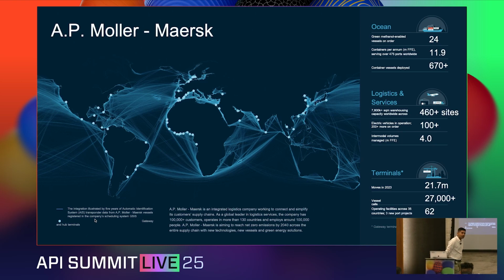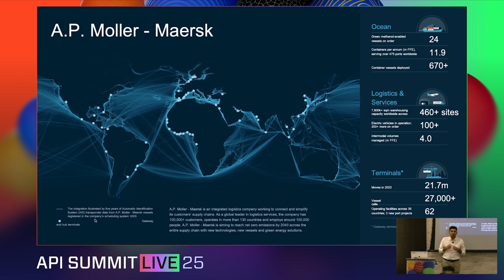When most people think about Maersk, usually they think about ships and containers, but we are a technology-driven logistics company which is on its path of digital transformation, and we are connecting global trade through APIs, data platforms, and related infrastructure.